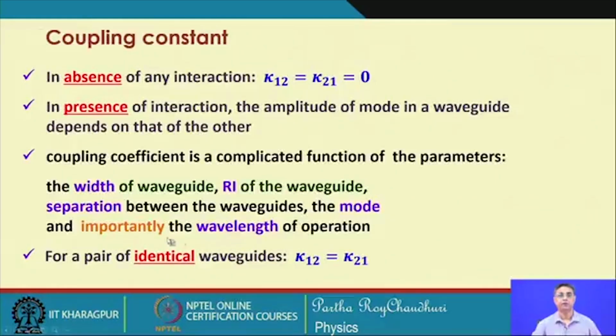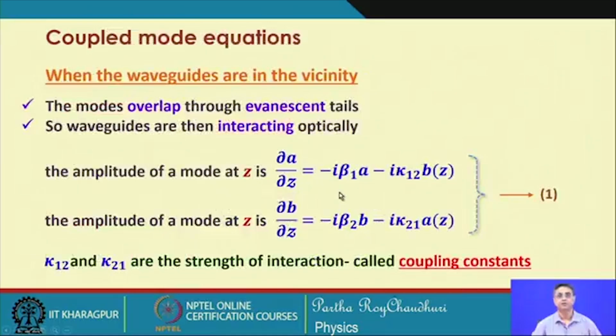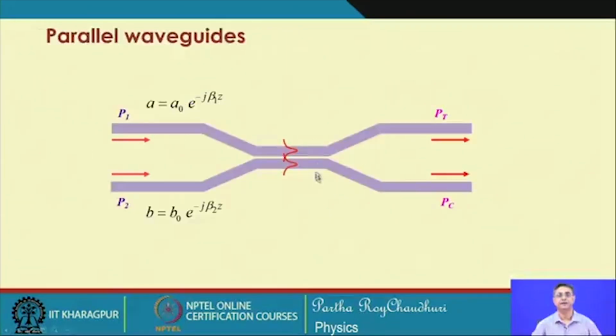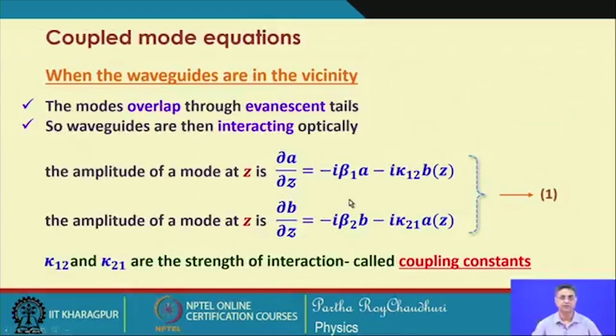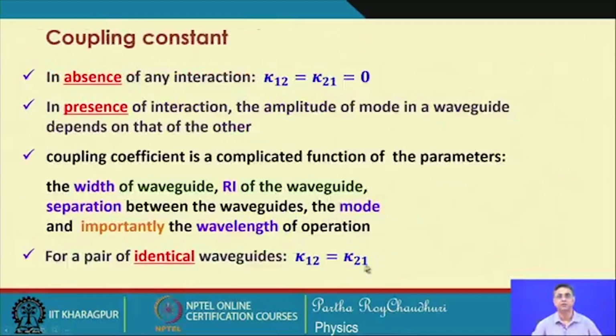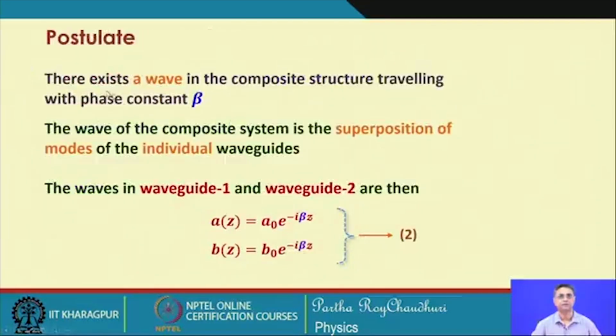For a pair of identical waveguides, let us suppose that the two waveguides are identical. In that case, K12 and K21 will be identical, and therefore we can write K12 equal to K21 equal to kappa. So, one coupling coefficient will represent the entire system.